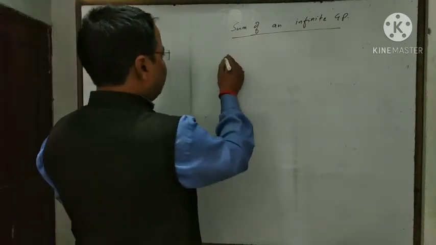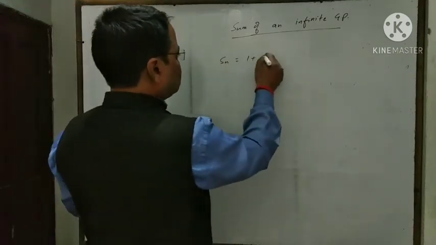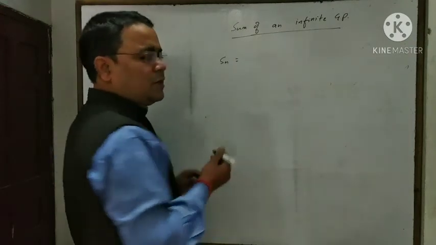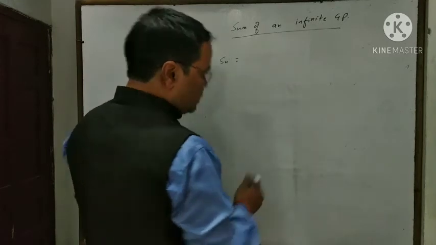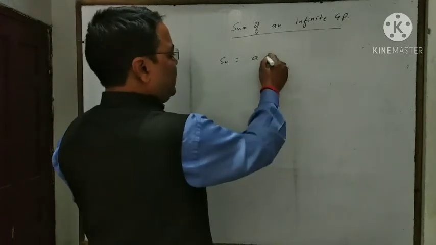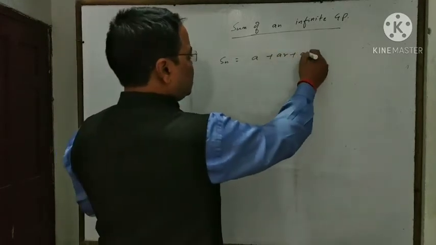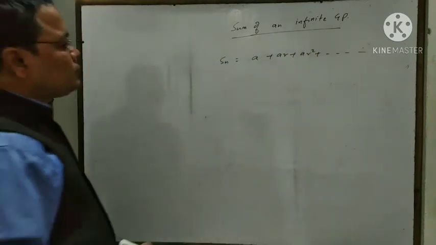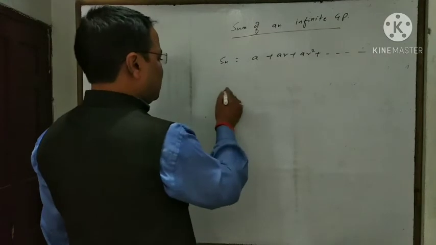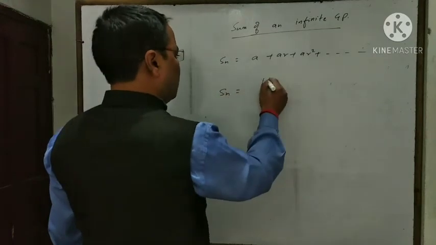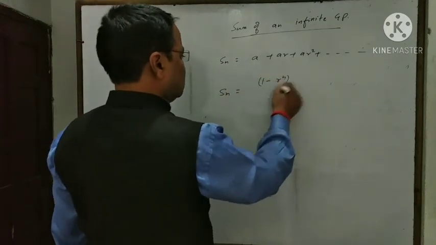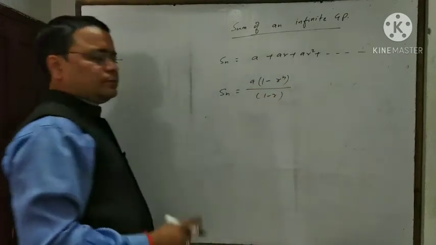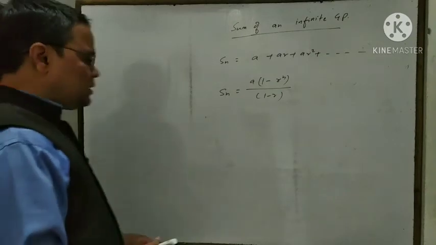It will be the same. If the first term is a and the common ratio is r, then the series will be a plus ar plus ar square plus up to infinity, like this. Now we know that the formula is Sn is equal to a into 1 minus r to the power n upon 1 minus r. Getting?